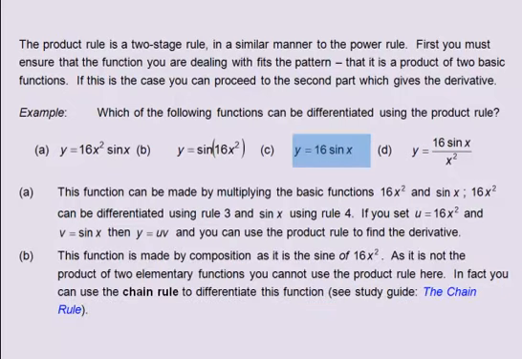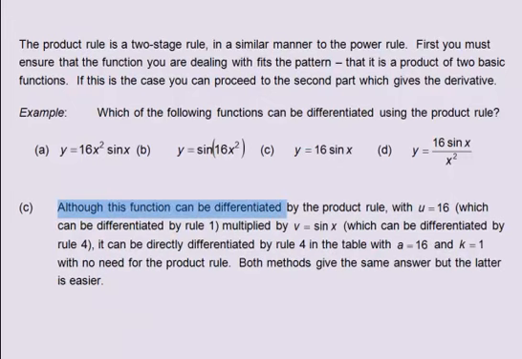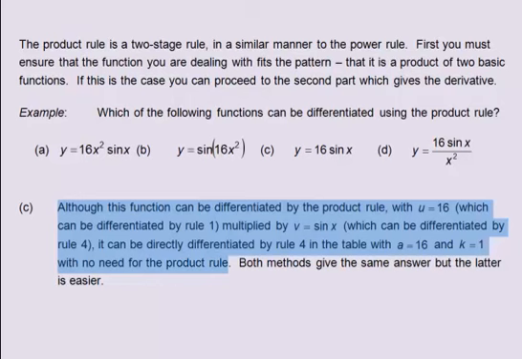y equals 16 sin x. Although this function can be differentiated by the product rule, with u equals 16, which can be differentiated by rule 1, multiplied by v equals sin x, which can be differentiated by rule 4, it can be directly differentiated by rule 4 in the table, with a equals 16 and k equals 1, with no need for the product rule. Both methods give the same answer, but the latter is easier.